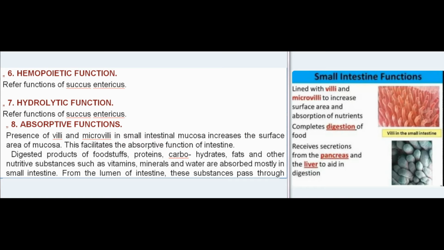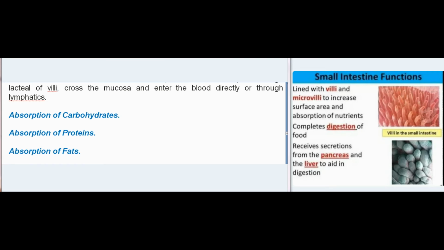This facilitates the absorptive function of intestine. Digested products of foodstuffs, proteins, carbohydrates, fats, and other nutritive substances such as vitamins, minerals and water are absorbed mostly in small intestine. From the lumen of intestine, these substances pass through lacteal of villi, cross the mucosa and enter the blood directly or through lymphatics.